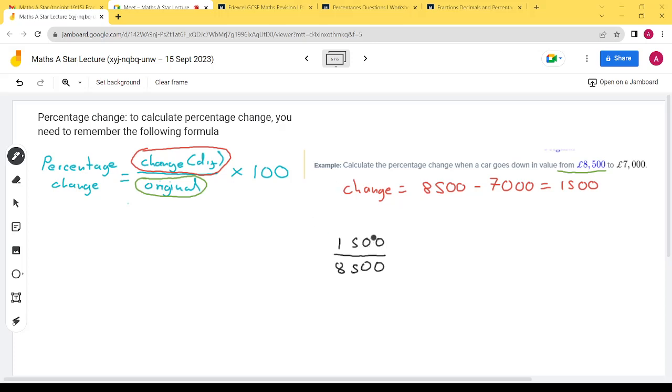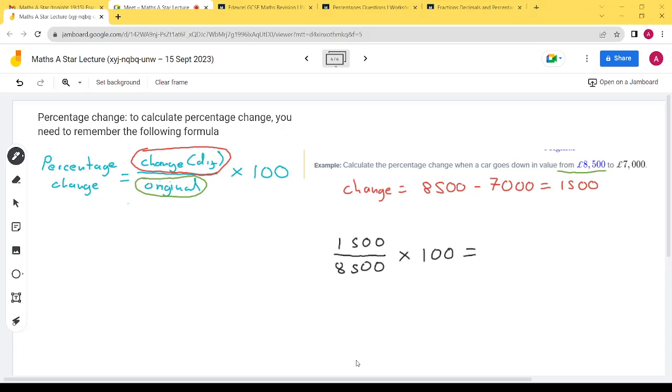If you think, that's basically writing the percentage change as a fraction over the original, but also the fraction can mean division. So we're doing 1,500 divided by 8,500 and then times 100. You would definitely be given a calculator for a question like this, unless it gave very simplistic numbers. But yeah, if we put that into our calculator, this gives actually quite a long answer.